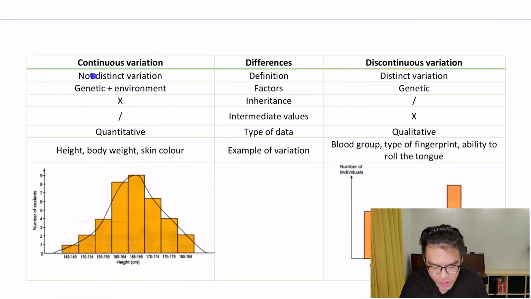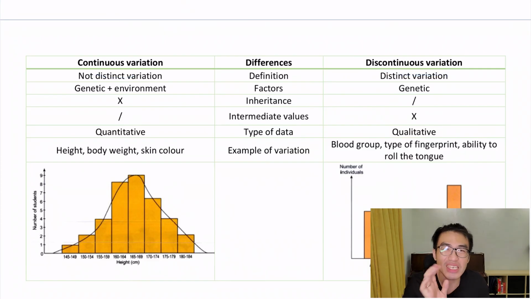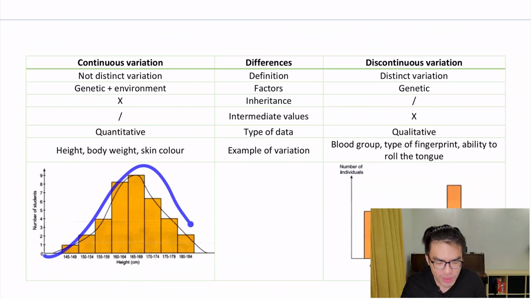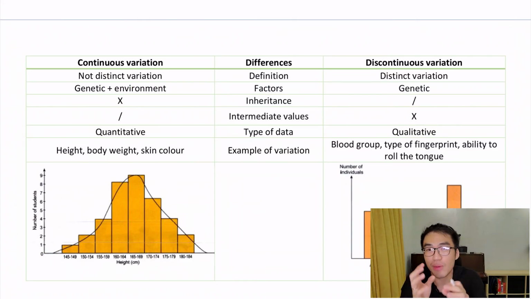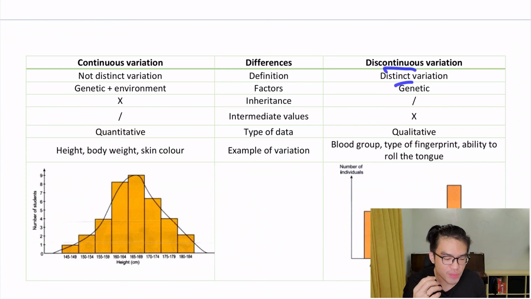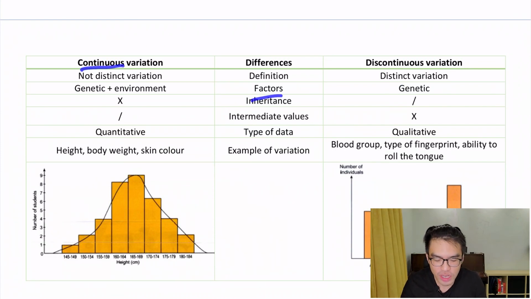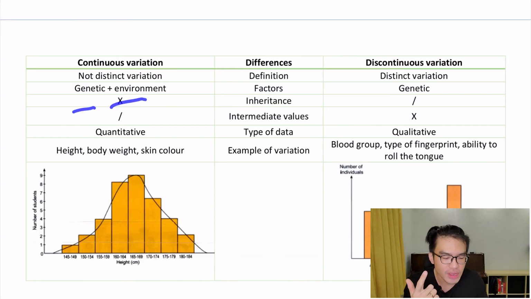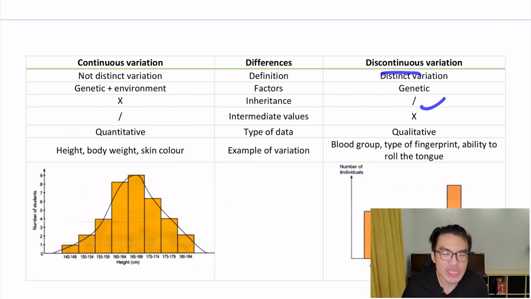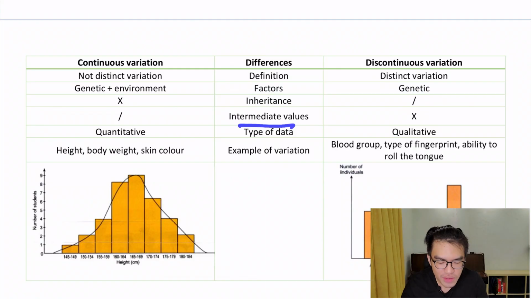Moving on, you have continuous variation and discontinuous variation. This is the easiest part to score. I'm sure you learned this in your AddMaths. Continuous variation is when you have this bell-shaped curve, so they are not distinct, meaning you cannot separate them into classes. Discontinuous, you can separate them into classes. As for factors, continuous is affected by genetic and environment. Discontinuous is only affected by genetic. And inheritance: no, you cannot inherit continuous variation, but discontinuous, yes, it is fully inherited. Intermediate values: continuous has intermediate values, discontinuous has none. Type of data is quantitative, meaning it's about numbers, and qualitative, meaning it's about yes or no.